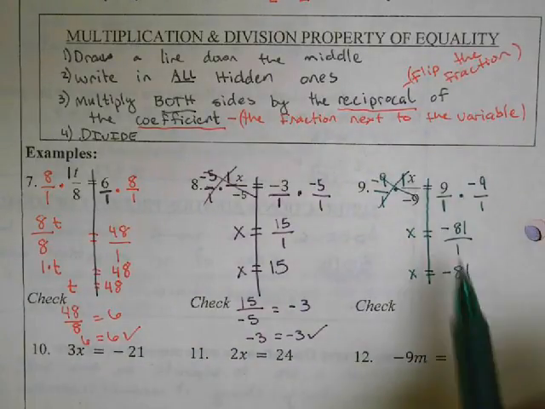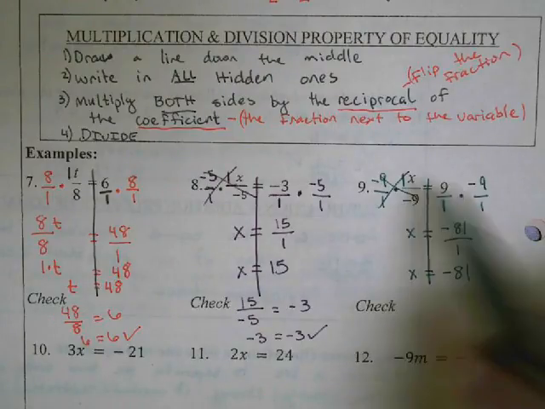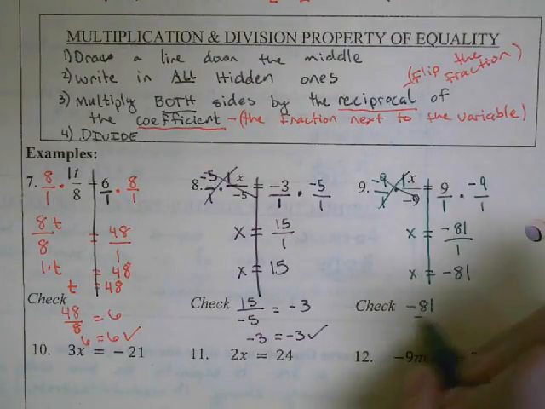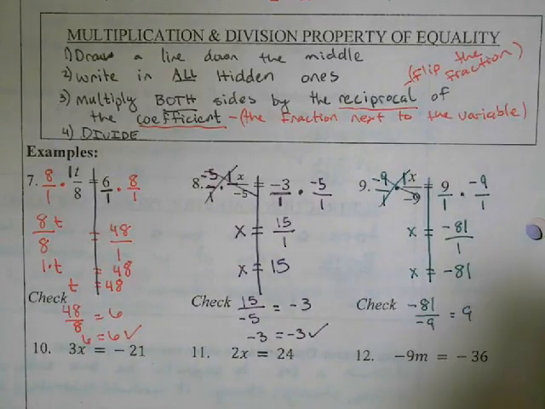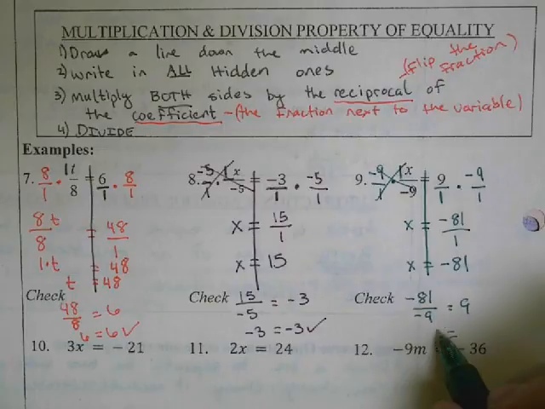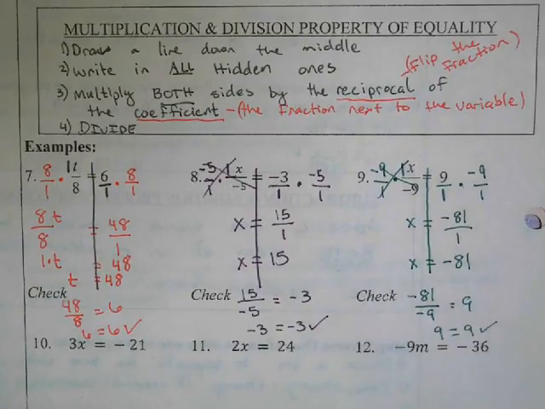Okay, let's check our work. We'll plug negative 81 in for the x. Negative 81 divided by negative 9 is equal to 9. A negative divided by a negative is a positive, and 81 divided by 9 is 9, so 9 equals 9. Check.